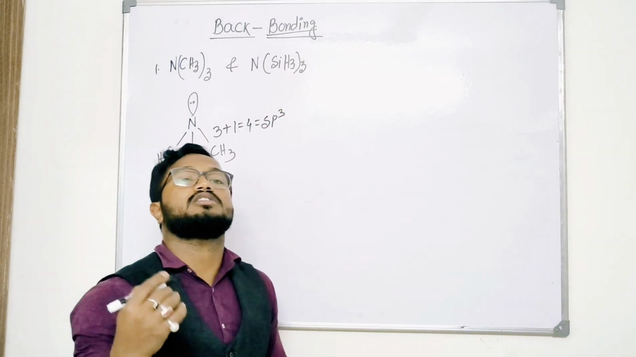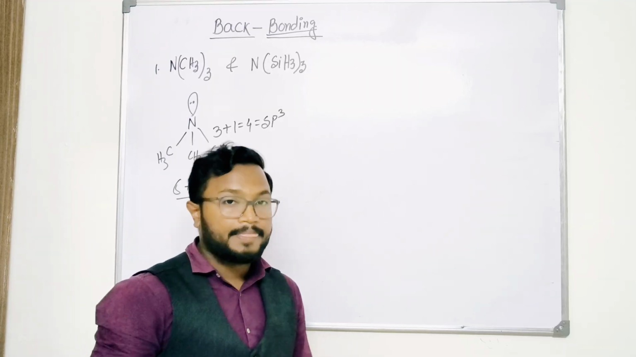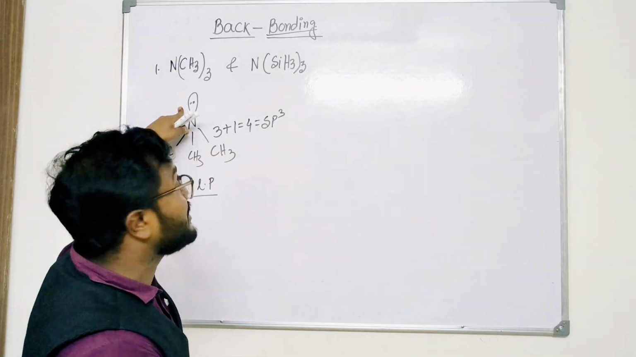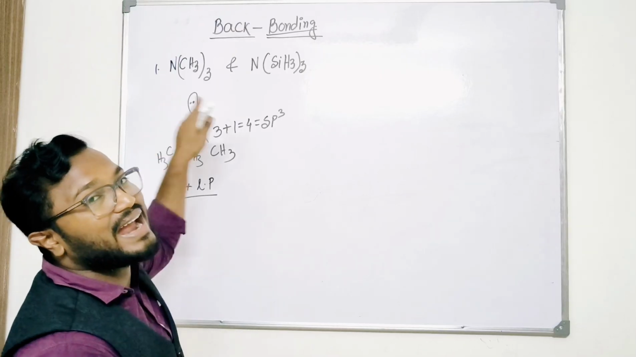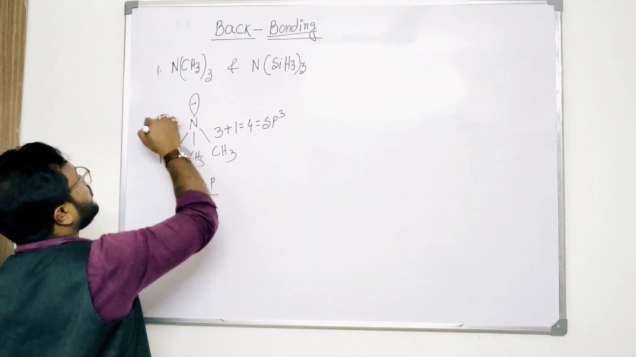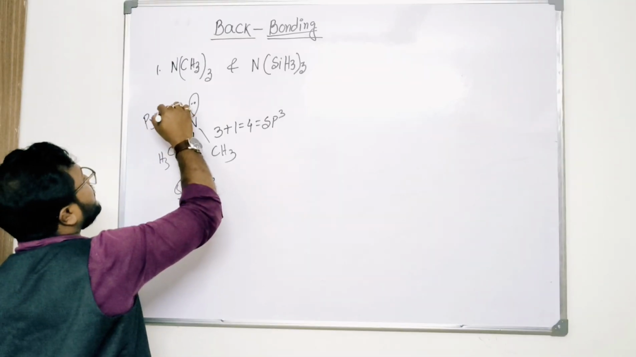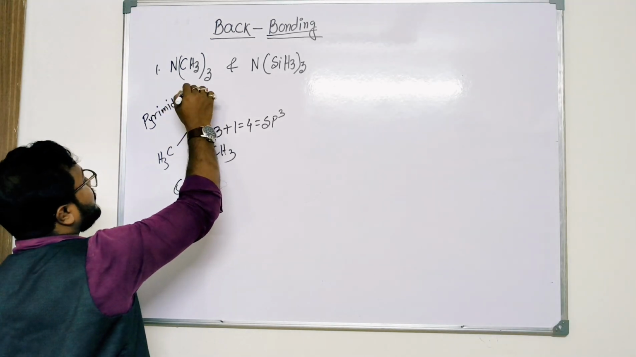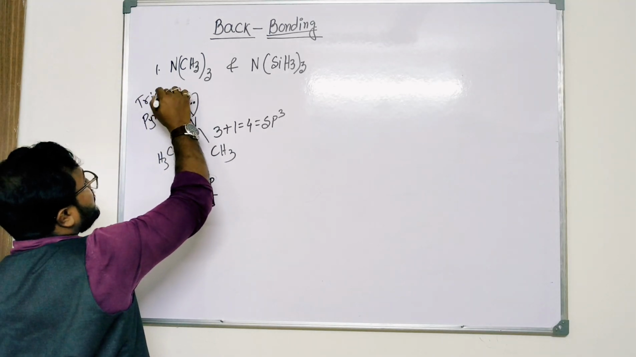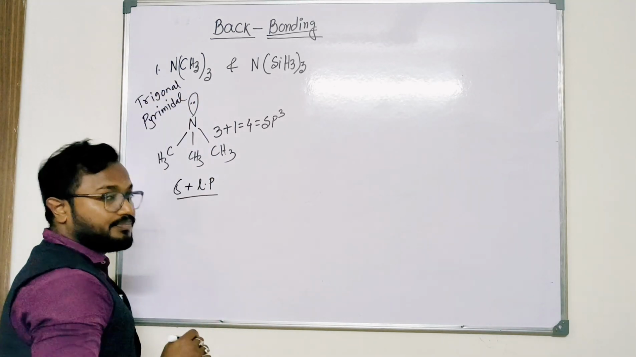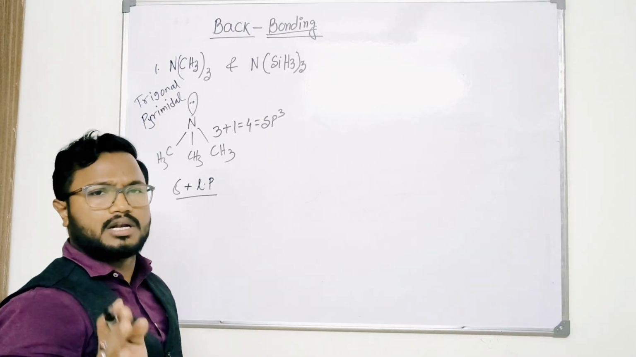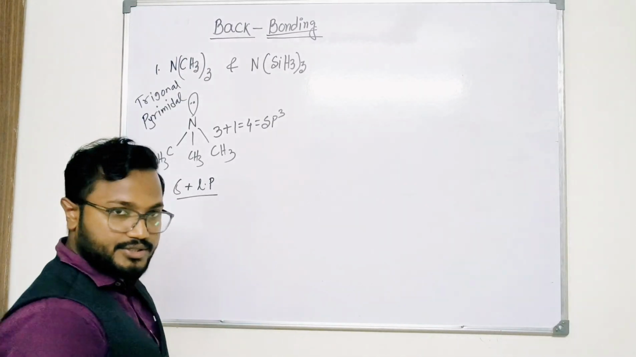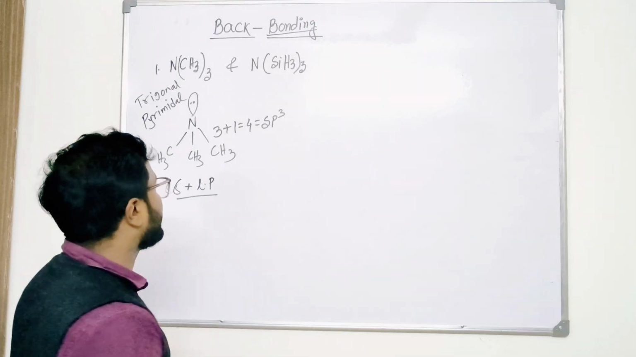sp3 has a general geometry of tetrahedral, but in this case, the lone pair is present, with no separate atom, so the shape will be pyramidal. We can say this is trigonal pyramidal. Its shape is trigonal pyramidal. Geometry is tetrahedral only, but the shape changes wherever a lone pair comes.